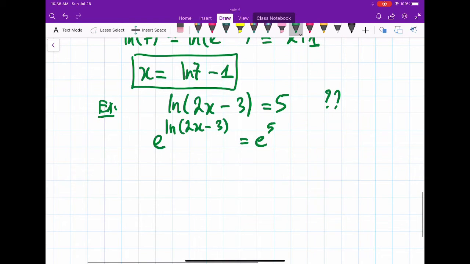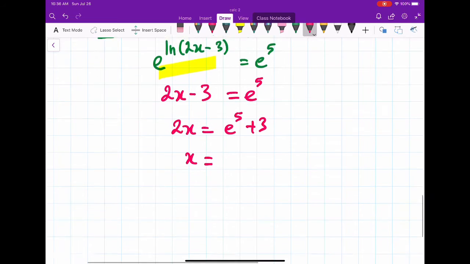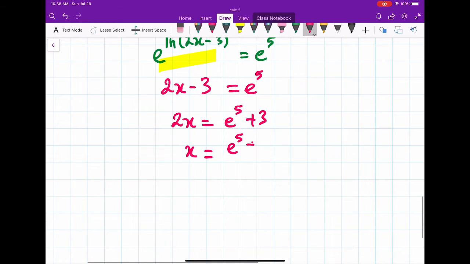And then, since on the left hand side e and ln will cancel out, you have 2x minus 3 equal to e to the 5th. From here, you get 2x equal to e to the 5th plus 3, and then you divide both sides by 2, you get e to the 5th plus 3 over 2. Of course, you can use a calculator to find this number, right? It's pretty easy. It's approximately equal to 75.707.